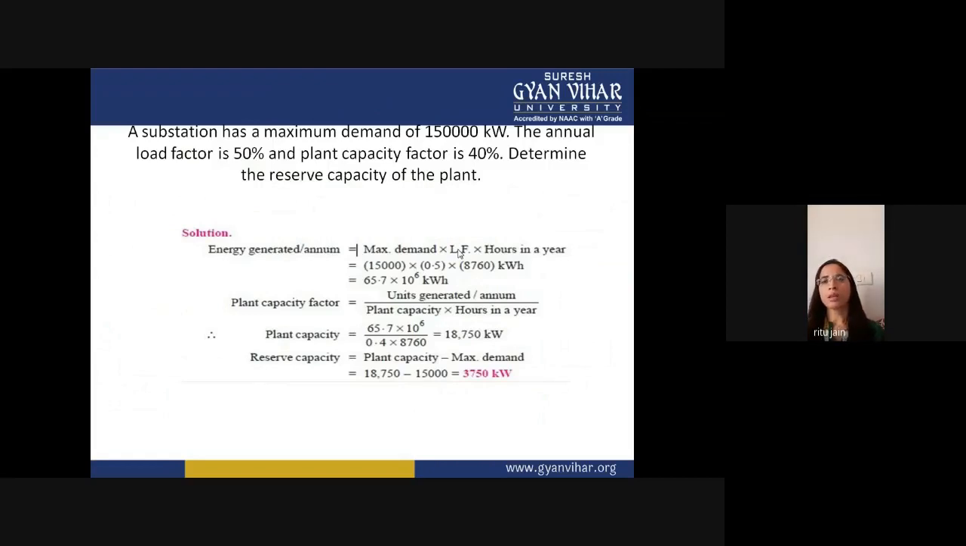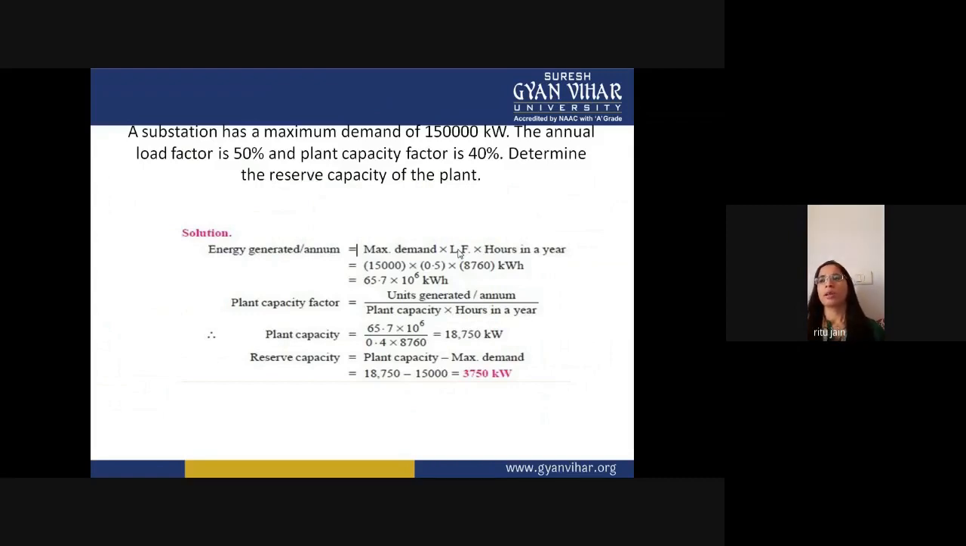The next numerical is that a substation has a maximum demand of 1,50,000 kilowatt. Okay, so the maximum demand of the substation is given, that is your 1,50,000 kilowatt, and the annual load factor is given. Okay, so the annual load factor is 50%, and the plant capacity factor is 40%. So determine the reserve capacity of the plant.